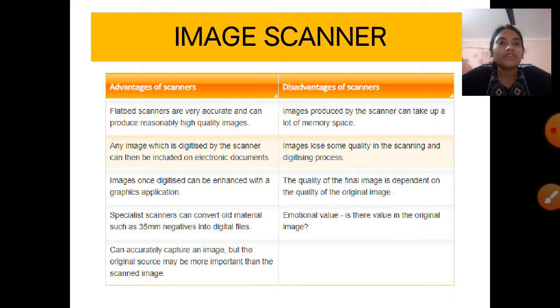What are the advantages and disadvantages of scanner? Flatbed scanners are very accurate and can produce reasonably high quality images. But images produced by the scanner can take up a lot of memory space.